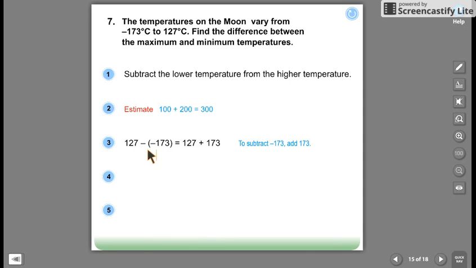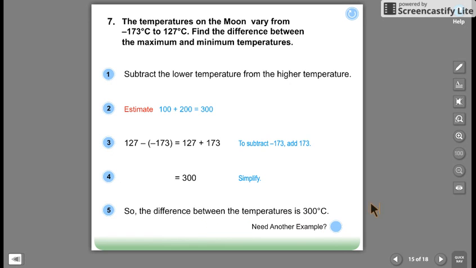Again, we're going to rewrite the subtraction sentence as an addition sentence. So 127 stays the same. Subtraction turns into addition. And the opposite of negative 173 is positive 173. So that equals 300. And so the difference between the temperatures is 300 degrees Celsius.